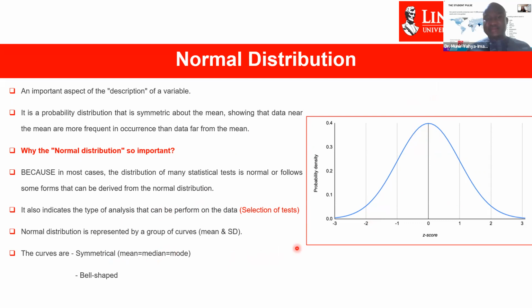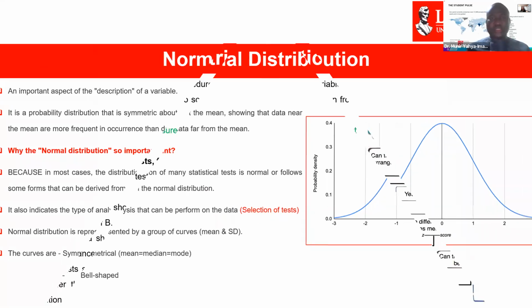Then the curves are symmetrical. That is, it looks like this, whereby the value of the mean is equal to the value of the median, and the median is equal to the mode; the three have the same value. Also, it looks like a bell shape. So if your variable is like this, then we can say that your variable is normally distributed. Then with that, you will know the kind of test to apply to such a variable. So how do you test whether a variable is normally distributed or not? I'm going to show you that later.